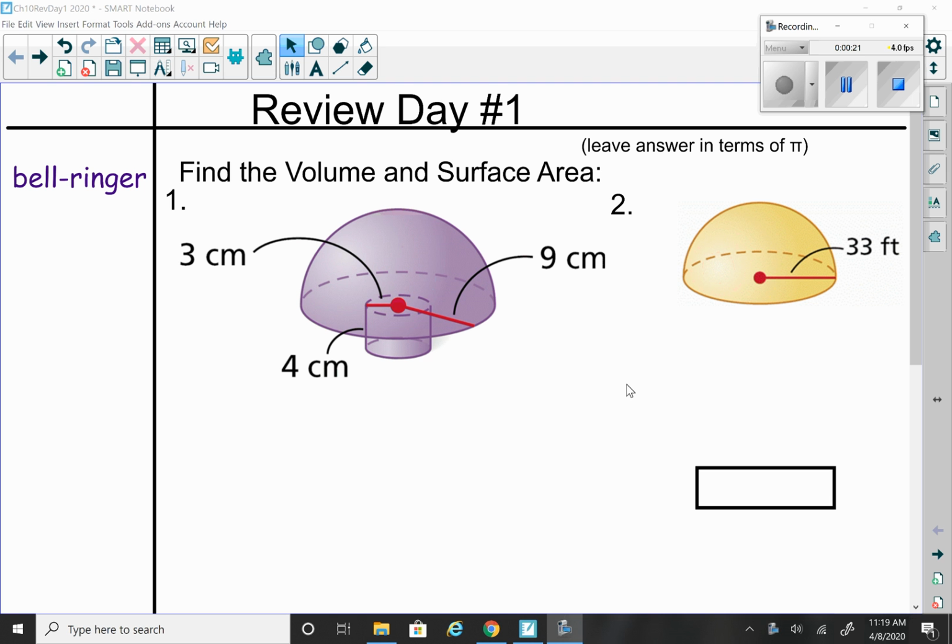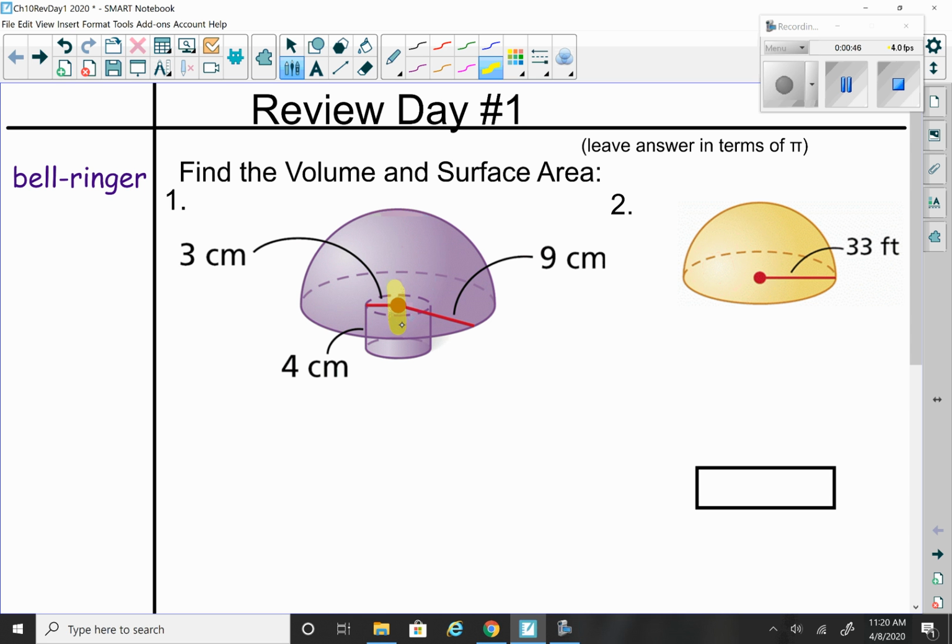Right now, I'd like you to go ahead and work on these two bell ringer problems. Our last lesson was on spheres, so this is kind of a review of that. In number one, you have to find the volume and surface area of the shape. It's a hemisphere on top of a cylinder. Also, remember when you're going to find surface area that it's hollow in the middle.